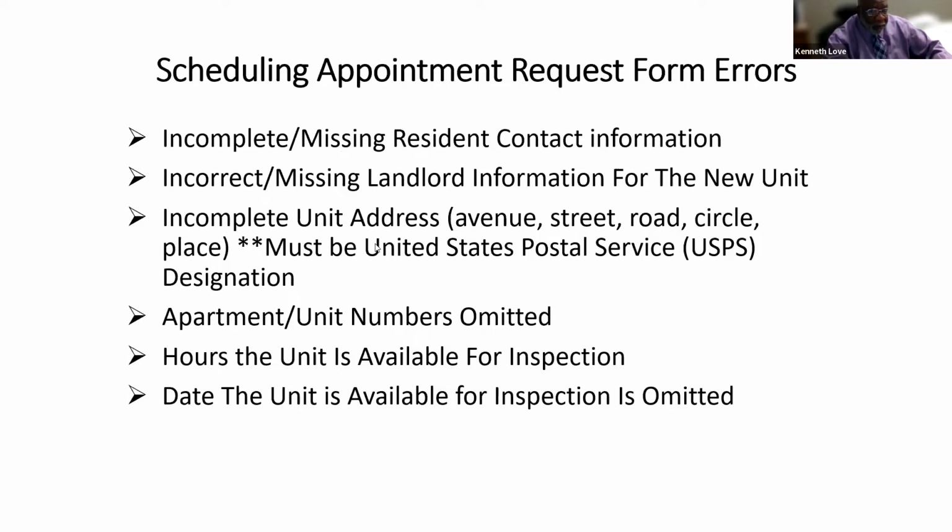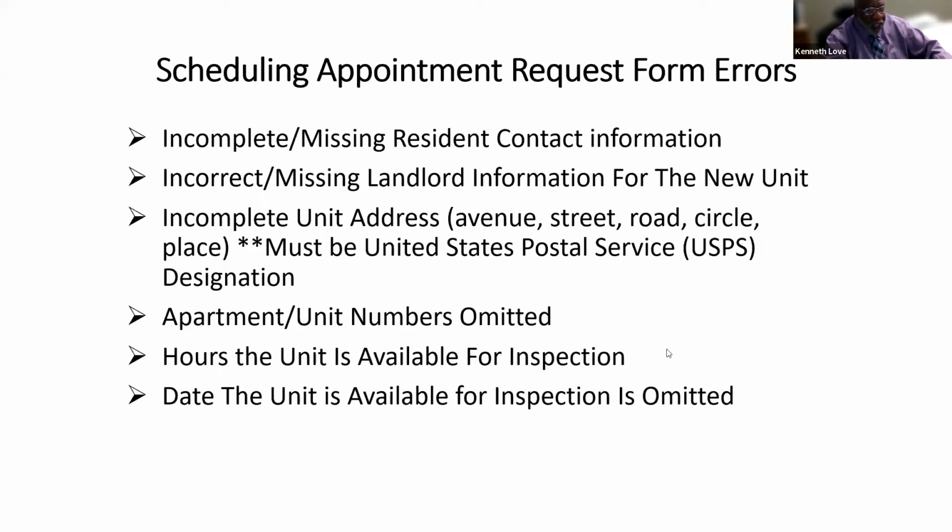Addresses are incomplete. We need to know whether it's avenue, street, road, circle, or place. It must be designated, it must have a U.S. Postal Service designation. As we're putting the information into the system, we're checking with the post office to ensure that the address on the scheduling request is the address that's listed with the Postal Service. So you want to make sure that you put the designation there. Apartment numbers are often omitted. We have to have the apartment number.